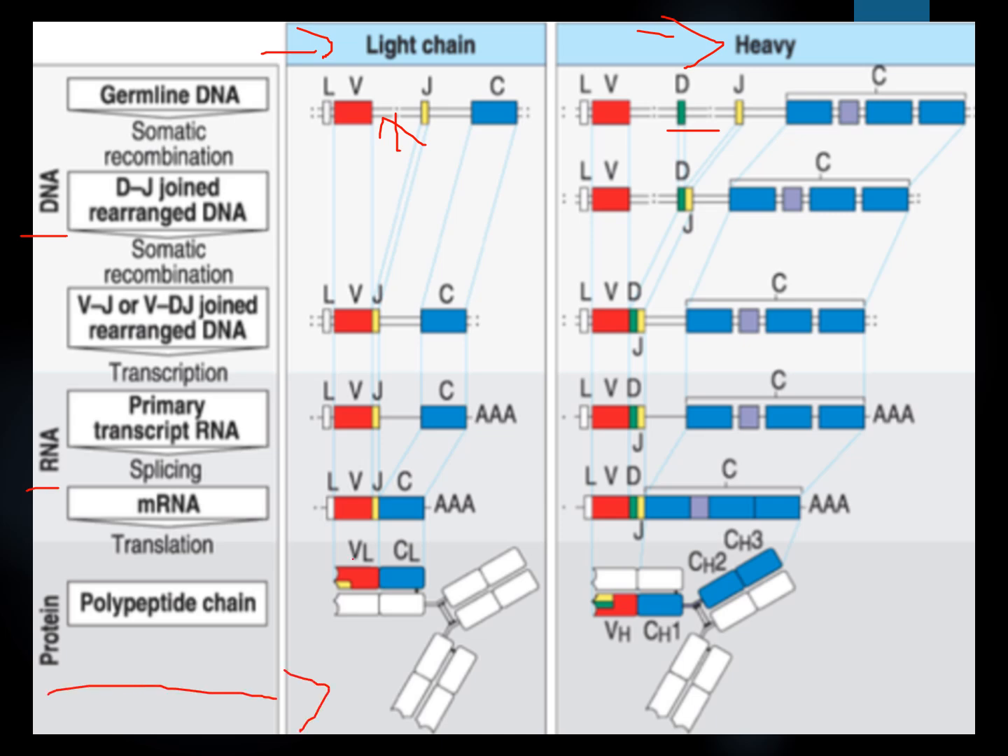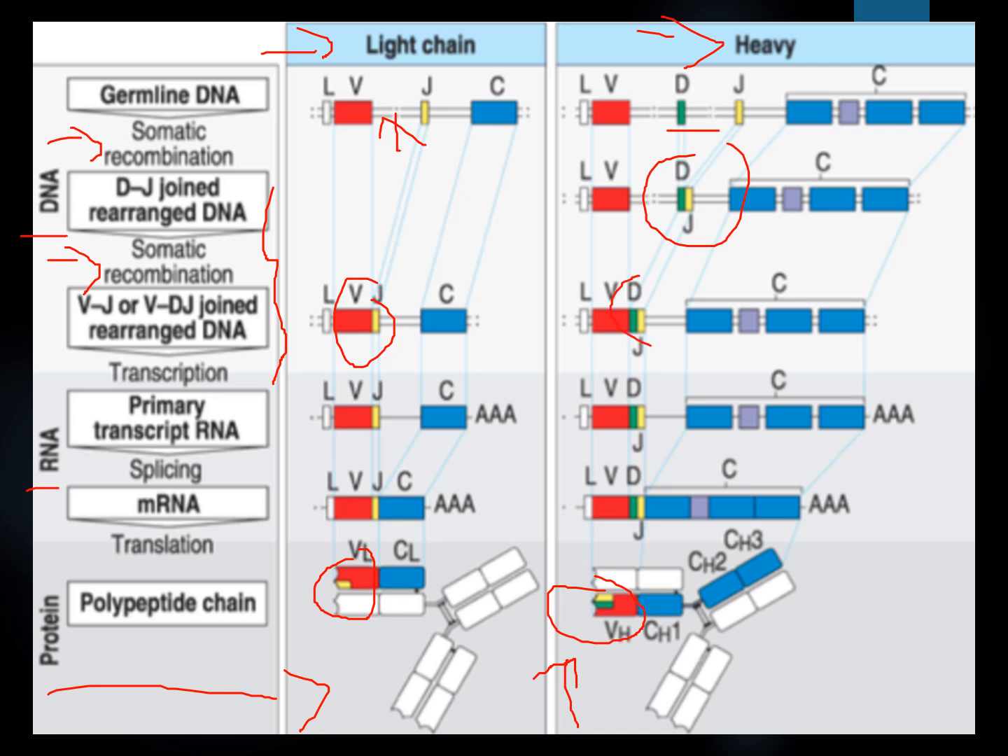So look, here you're going to get these variable regions in the light chain, and the other one in the heavy chain. And you can see that in the heavy chain, in addition to red and yellow, you're going to get also those green diversity segments. And let's talk about what is happening here at the DNA level. So there is somatic recombination. You see what is happening here, that is between the D and J, and here is V and J or D and J.